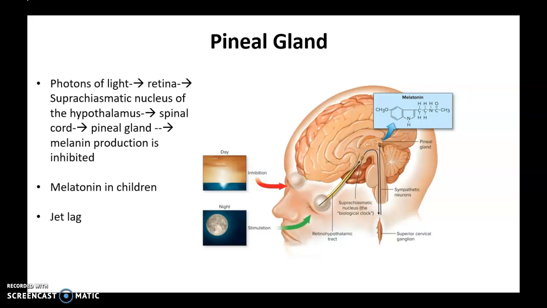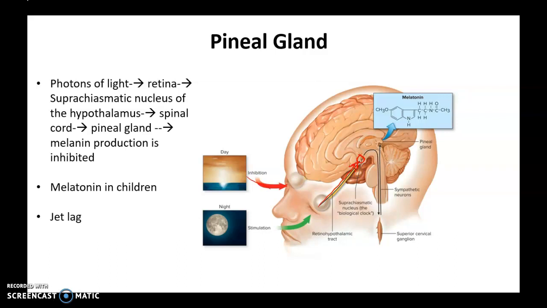Okay. Now, when photons of light stimulate the retina of the eye, a nerve impulse is sent to the region of the hypothalamus called the suprachiasmatic nucleus. You don't have to remember the term. So what do we see here? We have daylight focusing on the eye, and that impulse travels to this specific nucleus.